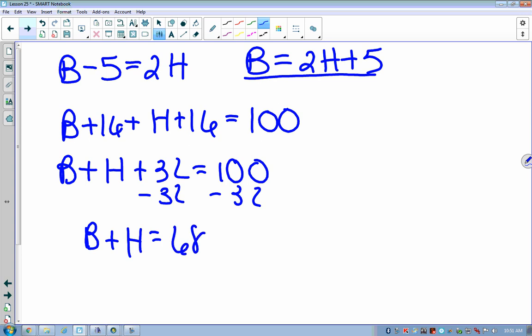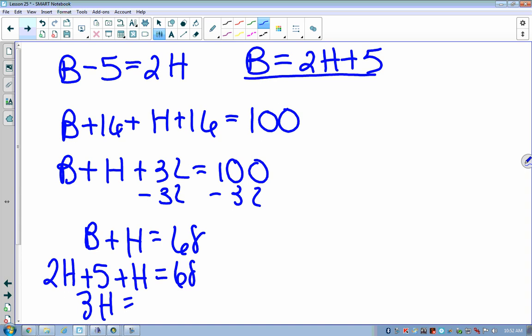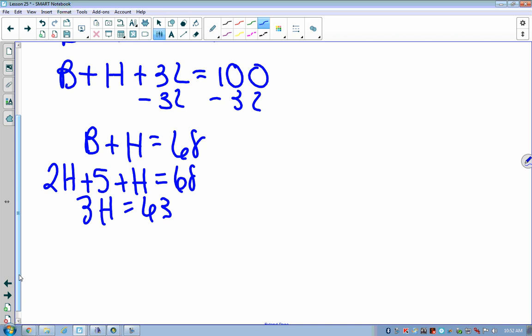So yeah, if you went back up to this equation and you subtracted 2H and you got B minus 2H equals 5, that's matrixable, if that's even a thing. But also what I could do is plug in 2H plus 5 here. So 2H plus 5, I'm substituting, plus H equals 68. I'm getting 3H plus 5 equals 68, subtract 5, 3H equals 63. Okay, what's H? What's 63 divided by 3? 21.